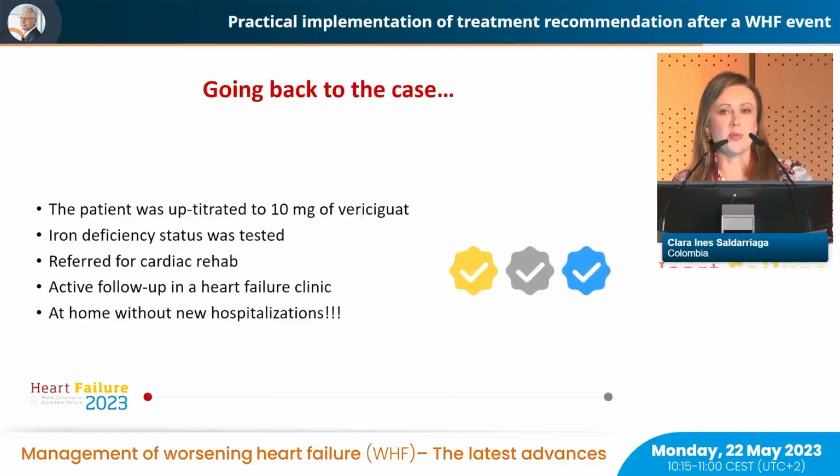So let me go back to my case. This is what we do with this patient. We start this patient on vericiguat. We up-titrate the dose to 10 milligrams. We also look for iron deficiency in this patient. This is also important. We refer the patient for cardiac rehab, and we are following this patient in our clinic. And now he's at home without new hospitalizations. And we are very happy because we made the wise choice in this patient. We improved the treatment, and we understand that worsening heart failure is an opportunity to change the evolution of the disease.